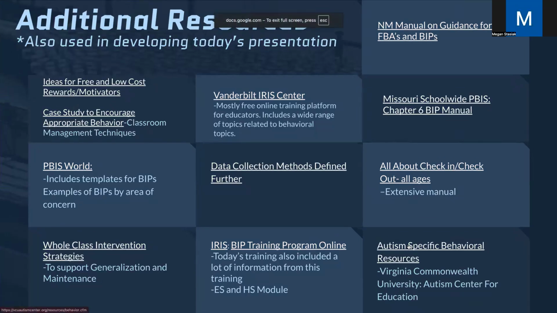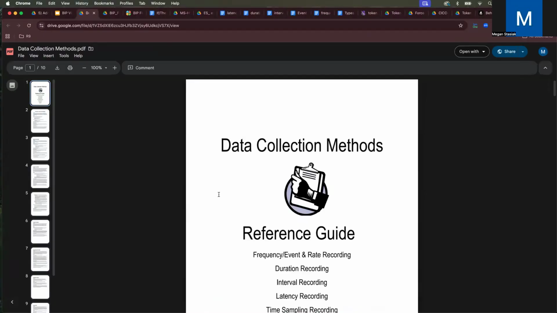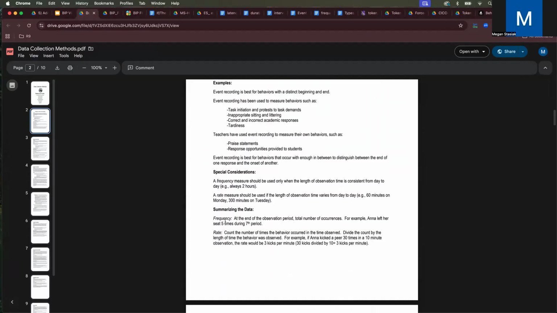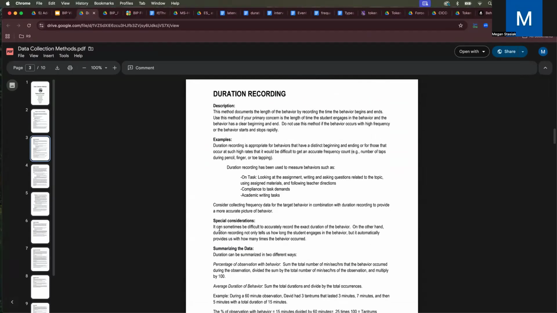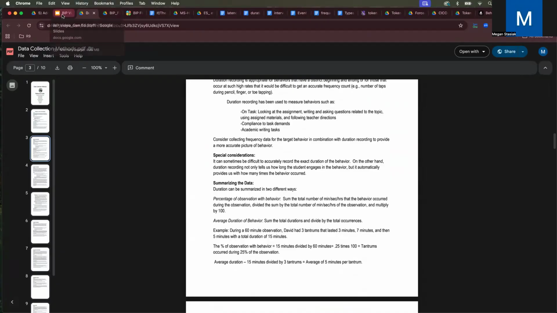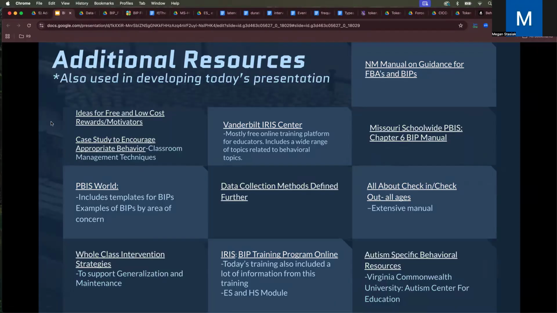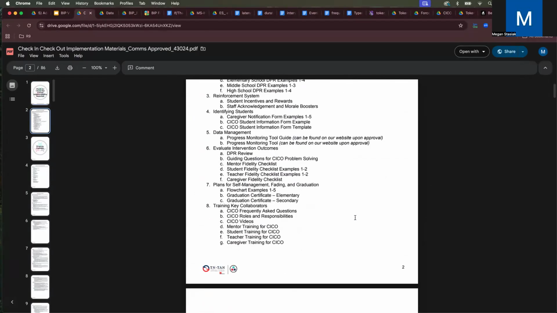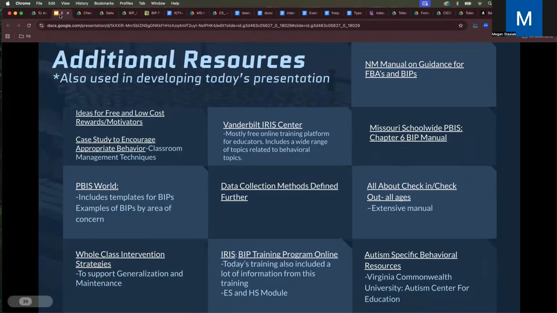Now, I do have, like I said, a lot of additional resources. I think the one that might interest you the most is I did include an article about the data collection methods that I was talking about earlier, and it's got more specific examples with special considerations. So this could be really helpful if you're trying to figure out that progress monitoring piece. Otherwise, all of these are here for your support. If you're interested in check in, check out, this also is a very extensive manual that just breaks it down. Honestly, the most broken down I've seen. So it's very helpful.